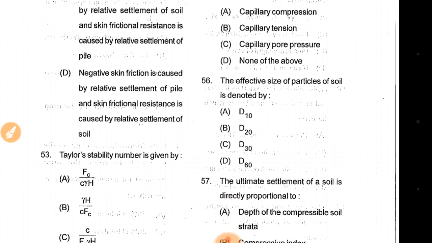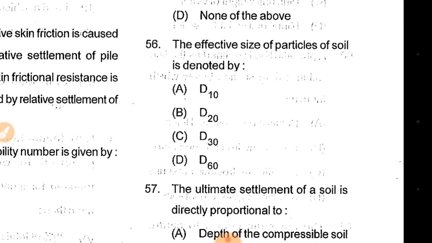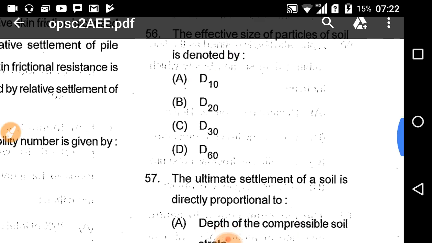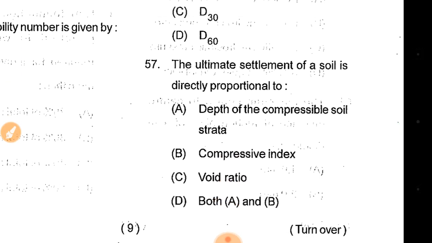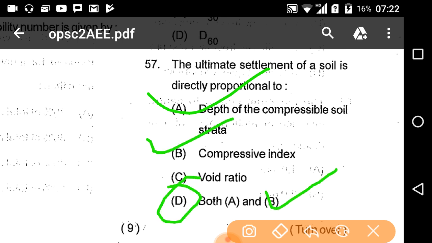The effective size of particles of a soil is denoted by D10. The ultimate settlement of a soil is directly proportional to: depth of the compressible soil strata, compression index, void ratio, and both A and B. So ultimate settlement of a soil is directly proportional to depth of the compressible soil strata and compression index. That is option D will be the correct answer, both A and B.